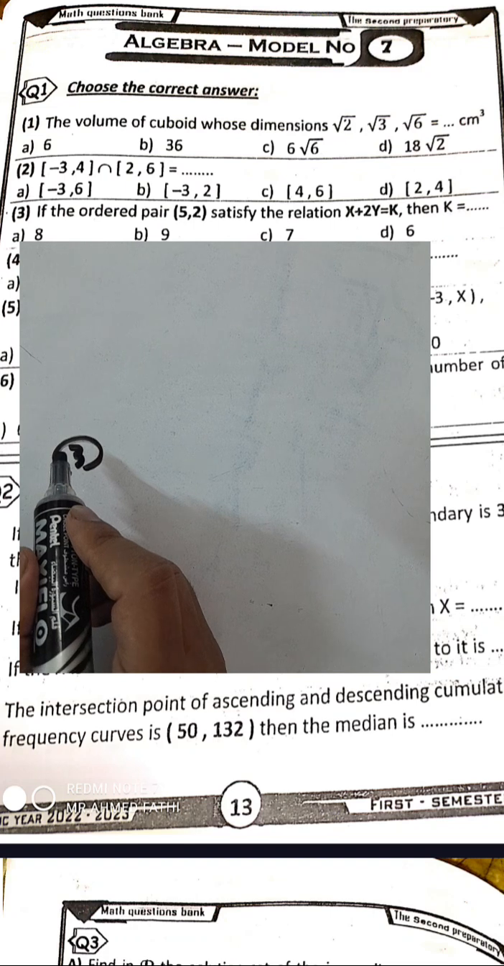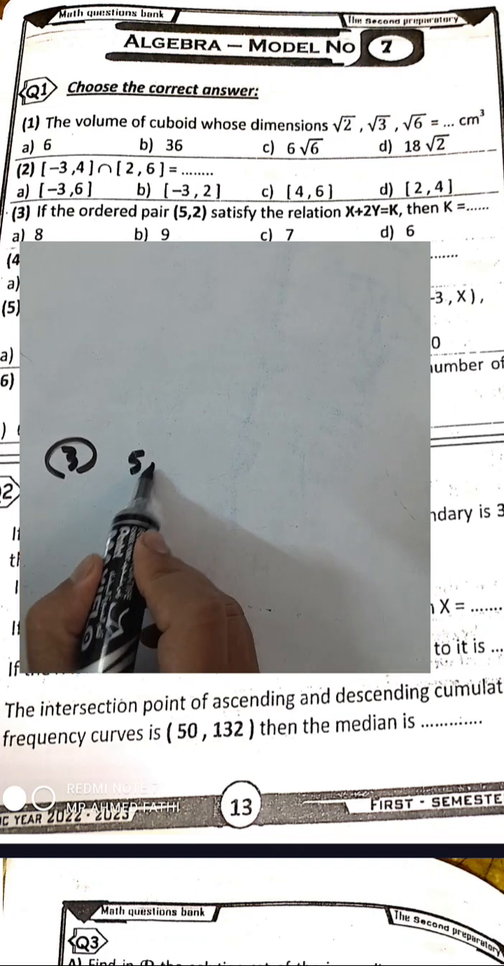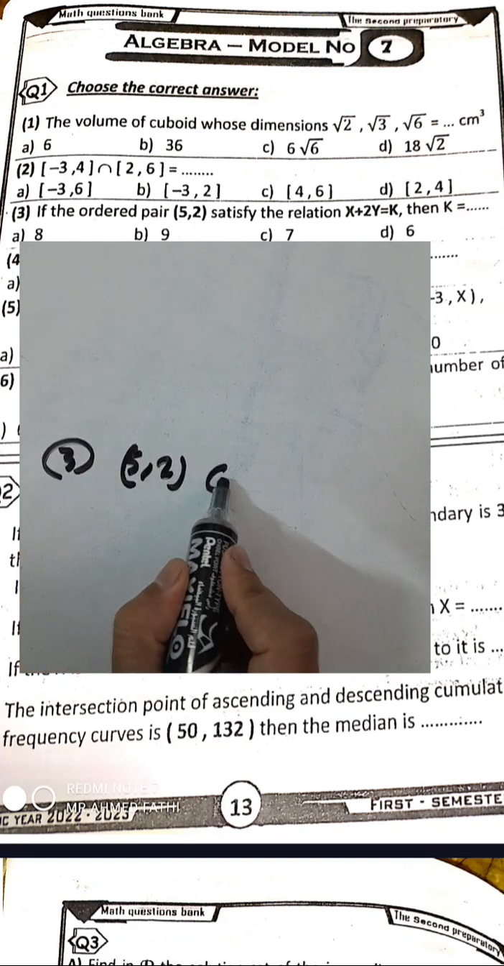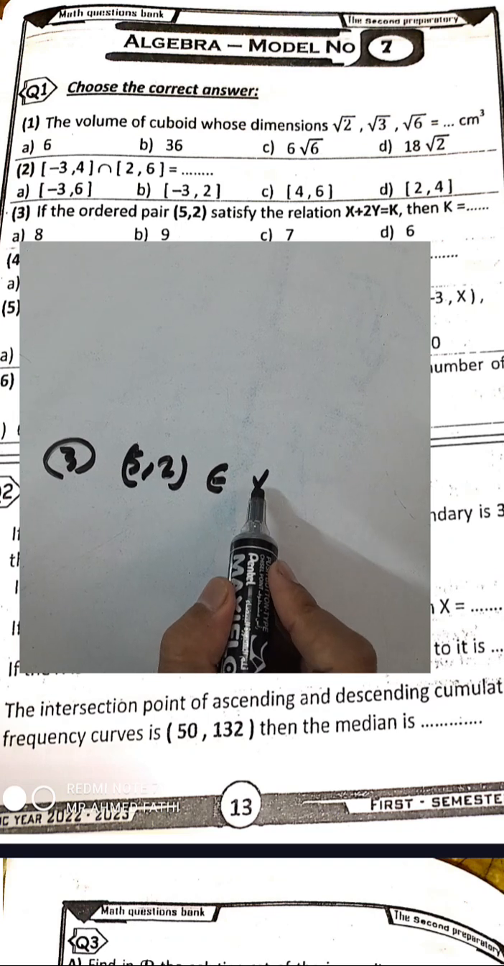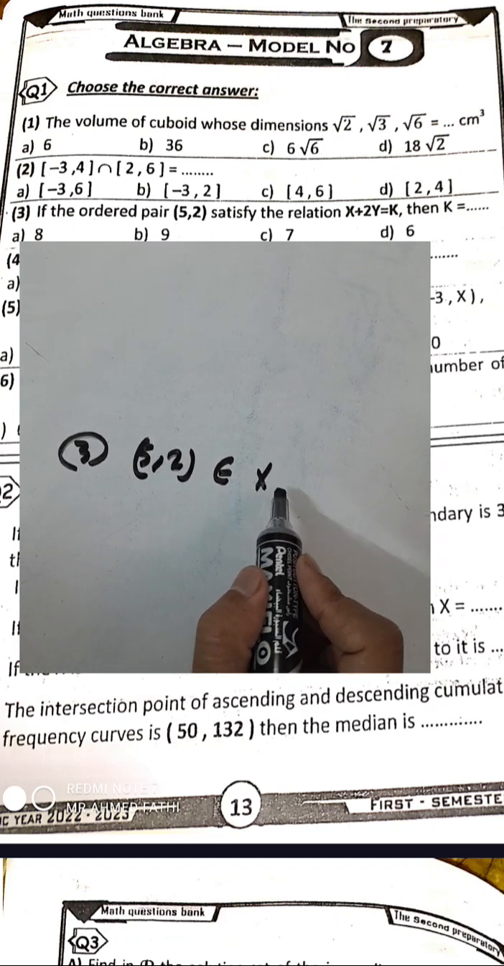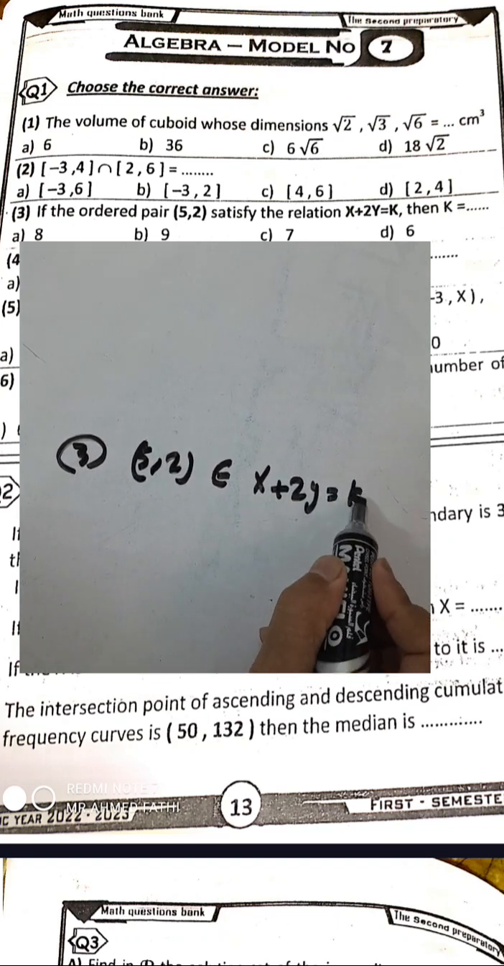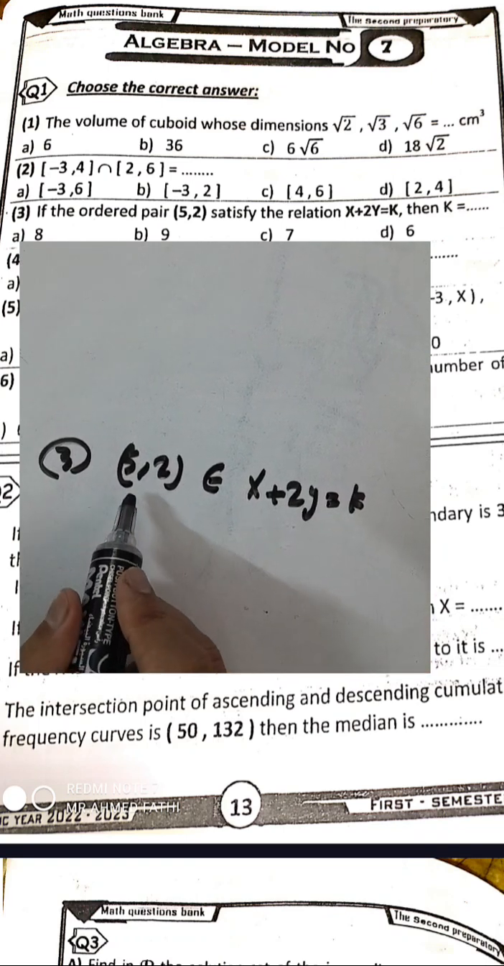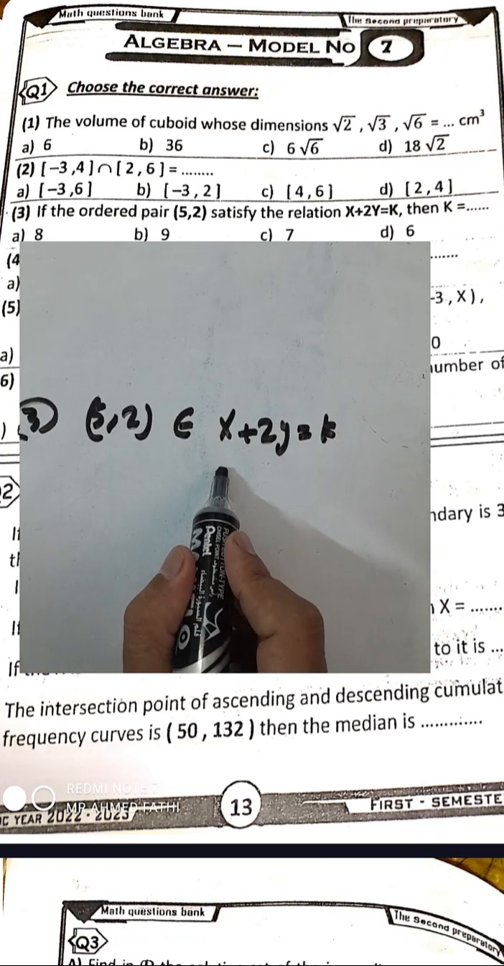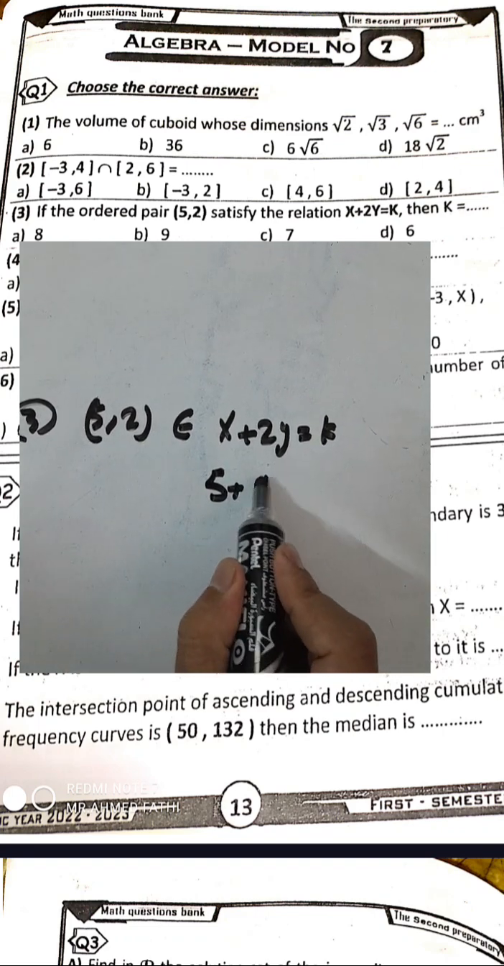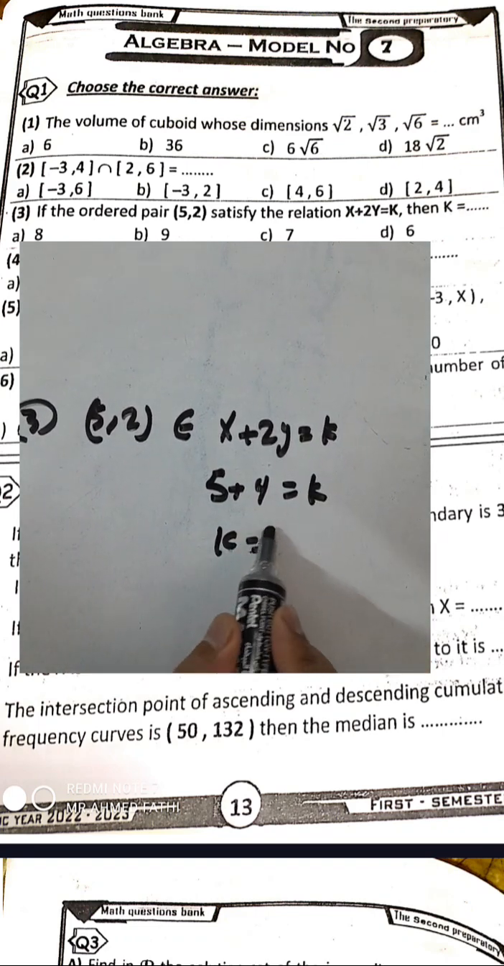Question number 3. If the ordered pair 5 and 2 satisfies the equation x plus 2y equals k, then we can put x equal 5 and y equal 2, 2 times 2 equals 4, then k will be equal 9.